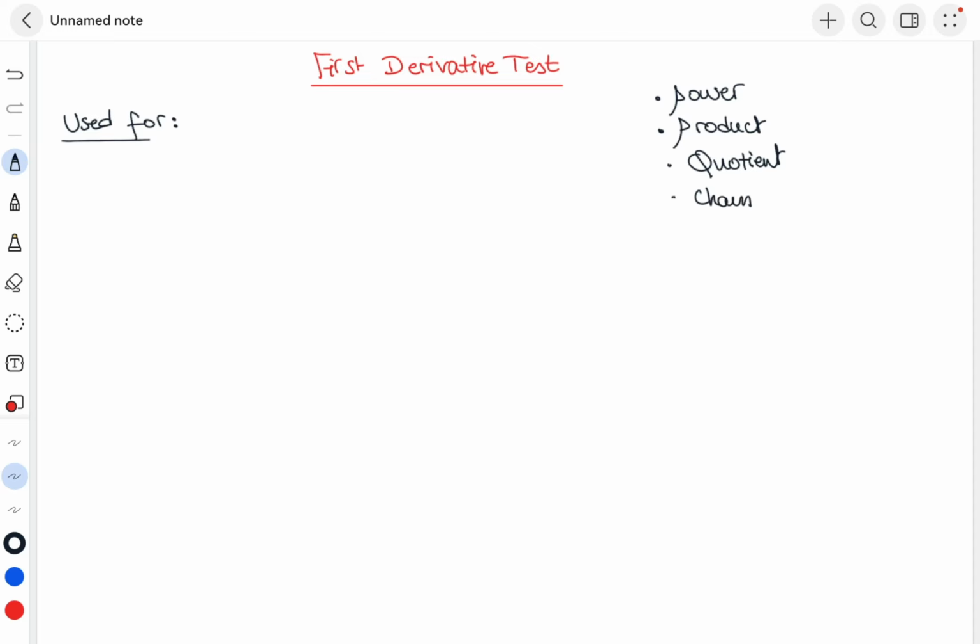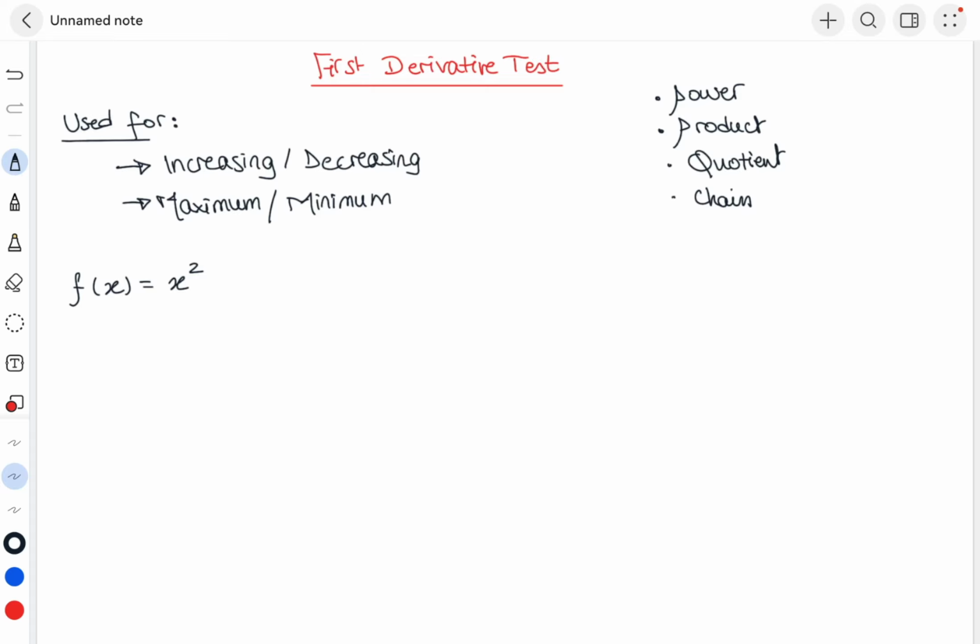The first derivative test helps us to graph an equation, and it specifically helps us to find when the function is increasing or decreasing, and to find its maximum and minimum values. This is the most important thing that the first derivative test helps us with. Let's go straight to an example.